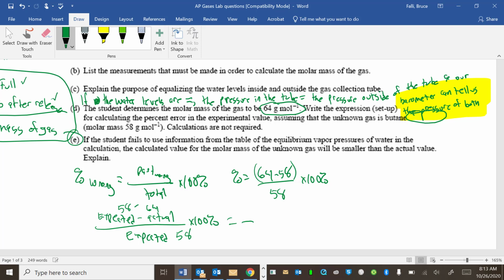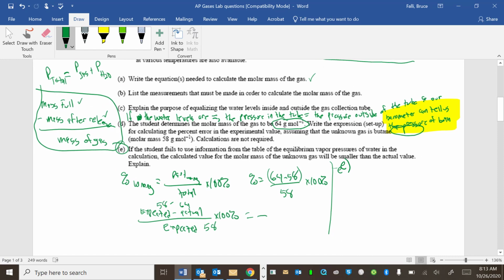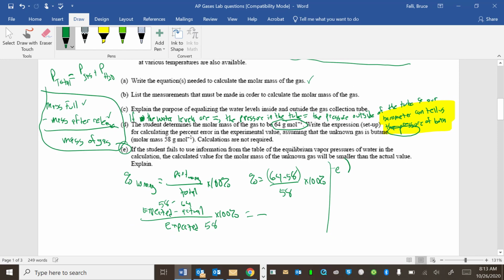E. If the student fails to use the information from the table of the equilibrium vapor pressure of water in the calculation, the calculated value for the molar mass of the unknown gas will be smaller than the actual value. Explain. So remember the equations that we had up here, P total equals P gas plus pressure of the water. So the pressure of the gas is the pressure total minus the pressure of H2O. If you omit pressure of H2O, then P gas is too high.